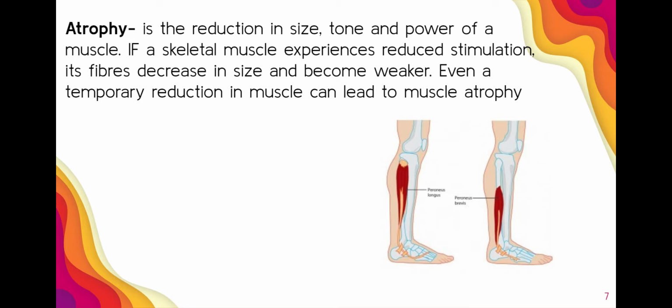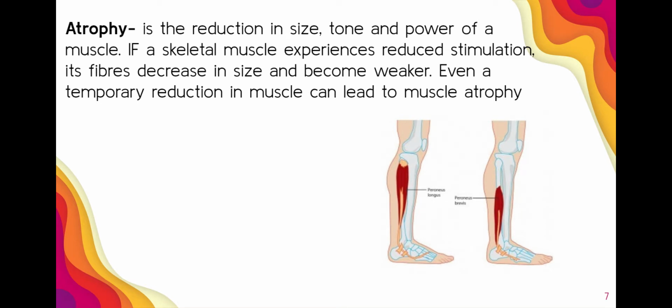Now we're going to talk about what happens when your muscles don't work properly. So there's something called an atrophy. Atrophy is the reduction in size and tone or the power of the muscle. So if your skeletal muscle stops receiving stimulation, for example, you break your arm or you break your leg and it's in a cast and you're not using it for a little bit of time, what ends up happening is your fibers actually decrease in size and they actually become weaker.